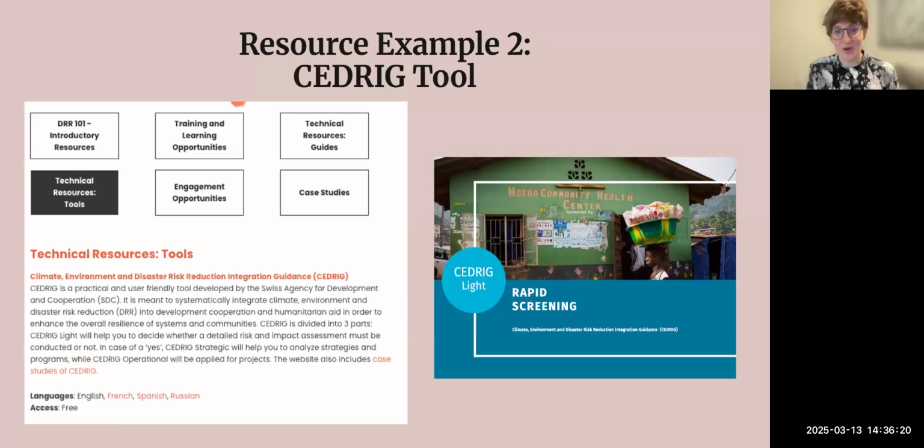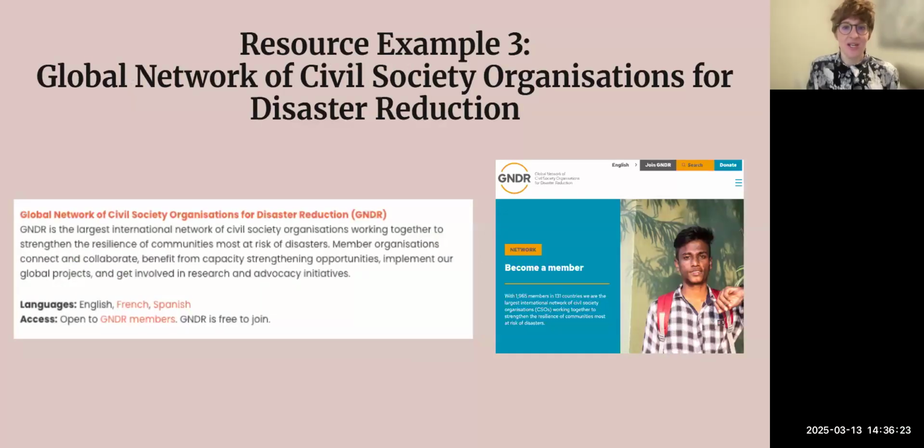And on the next slide, just one more I'll show you. This one's an example of one of the knowledge sharing platforms and engagement opportunities we've identified. The Global Network of Civil Society Organizations for Disaster Reduction is an international network of civil society organizations working to strengthen resilience of those at risk of disasters. And there are many ways this network offers opportunities to share knowledge and collaborate and engage as members, and it's open to membership. So with this example, I'll wrap up here, noting again that we are happy to hear from you on additional resources, whether on DRR or other thematic areas.